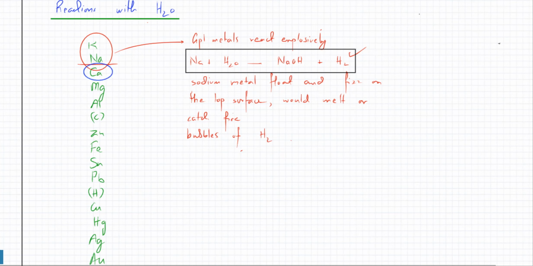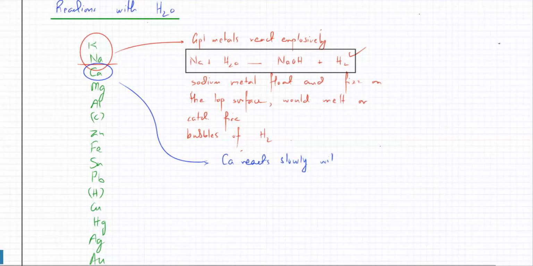Now, calcium is also kind of reactive, but the reactivity decreases. What's going to happen with calcium is that calcium reacts slowly with cold water. So its reaction with cold water is not that rapid. But explosively at a higher temperature.